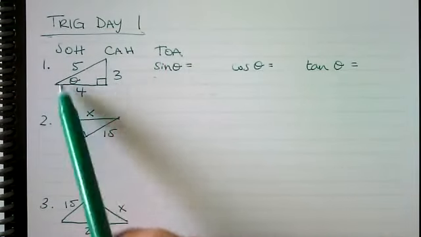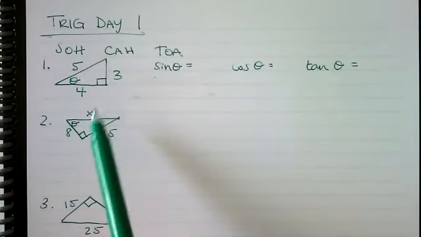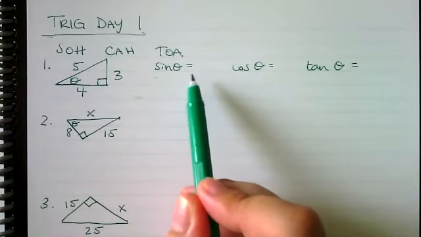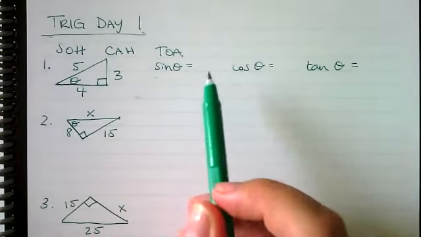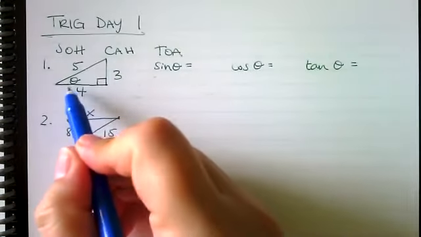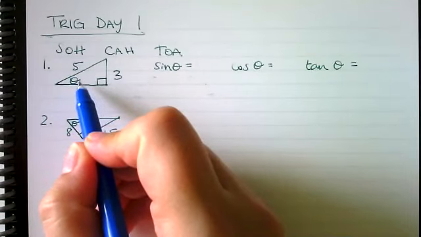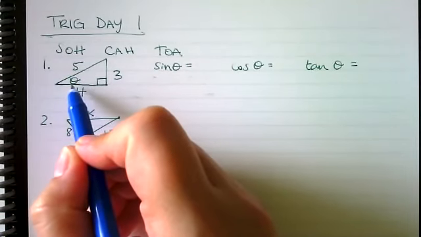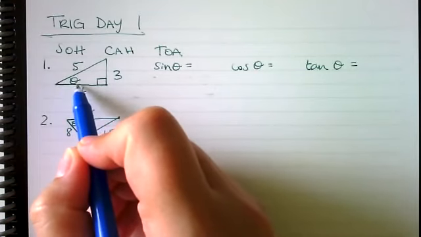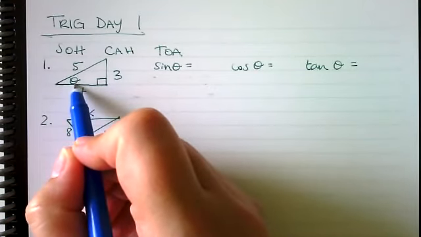So for question number 1, here's our triangle. We have all 3 sides, so we don't need to find any information there. We're just writing what our ratio is, what our fraction is. So the first thing you want to do is label your sides. We always go on the basis of our angle, which is right here. This is a theta. It's a way that we represent an angle instead of using an x. So I have my angle here.